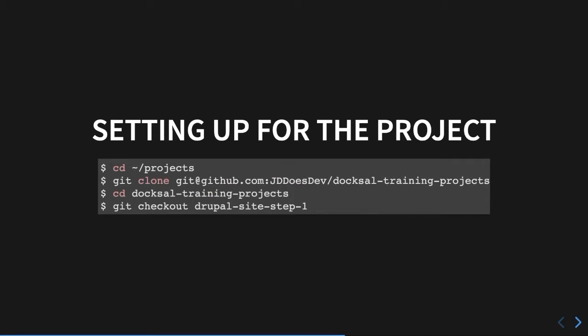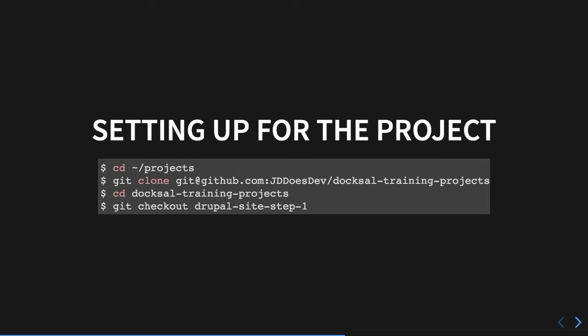Going to cd into projects, or whichever folder you'd like to use for these projects. And then you're going to git clone this repo. This is my repo of various training projects for this course. Once you've cloned it down, go into the Docksal Training Projects folder, and then check out the branch Drupal Site Step 1 as listed here. So let's go ahead and do that.